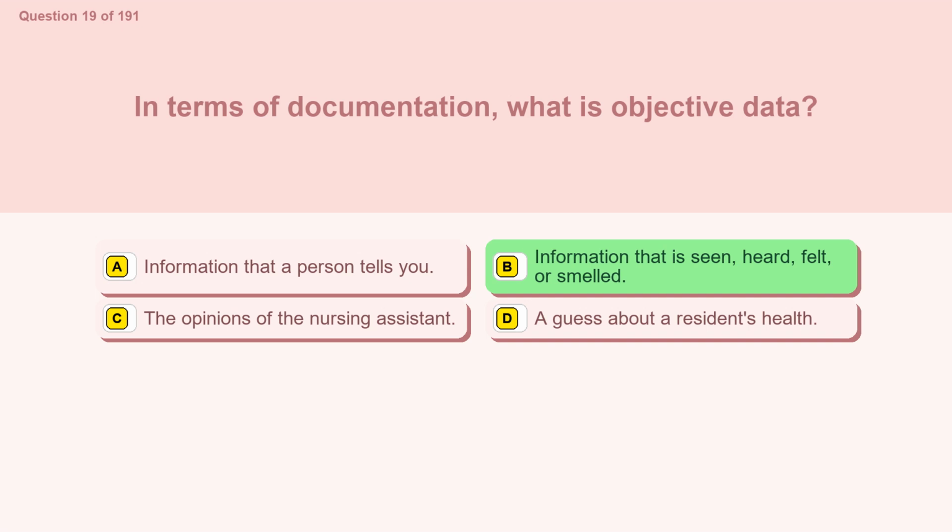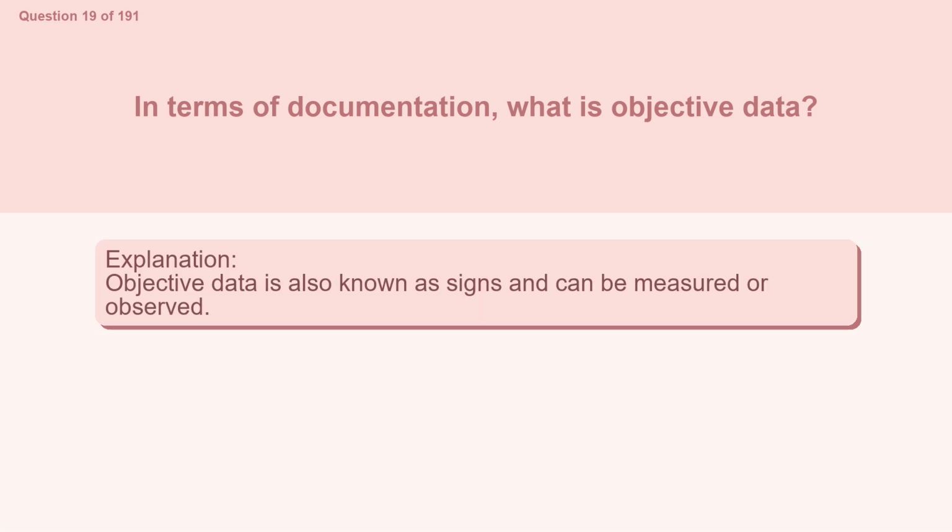The correct answer is option B. Information that is seen, heard, felt, or smelled. Objective data is also known as signs and can be measured or observed.